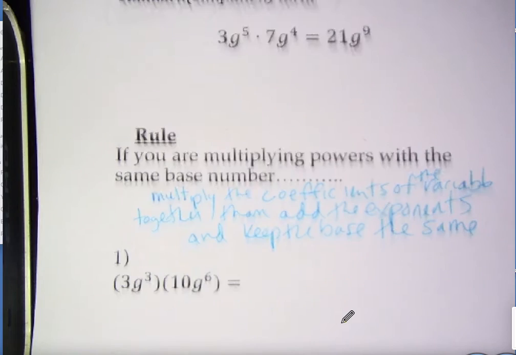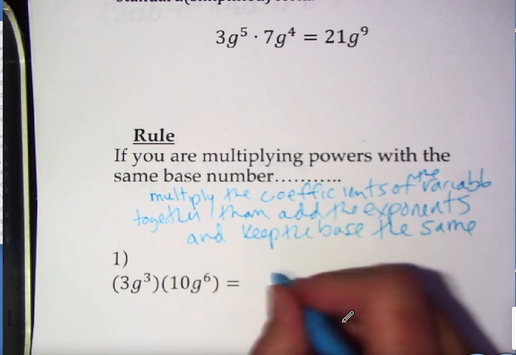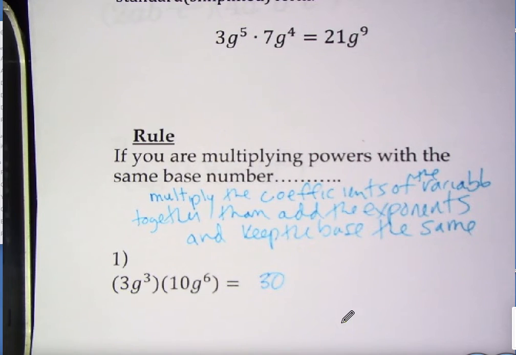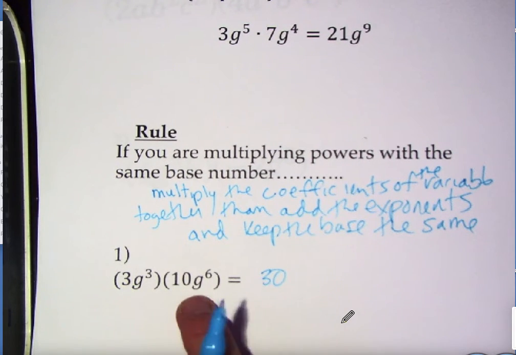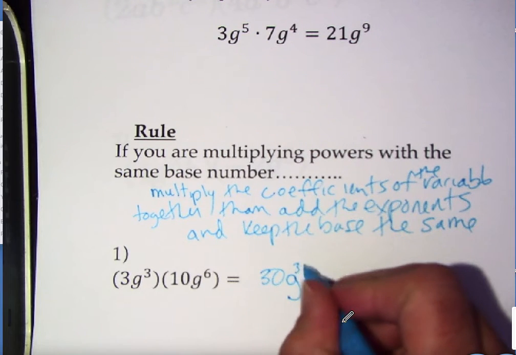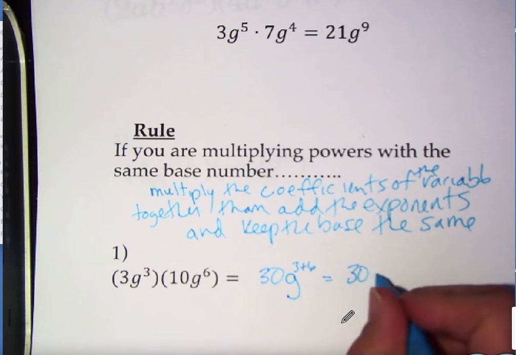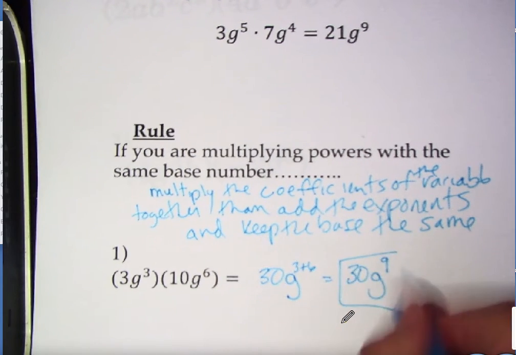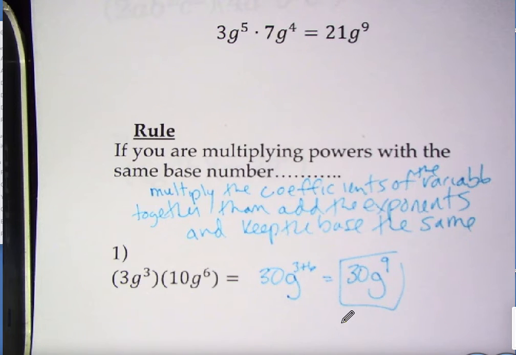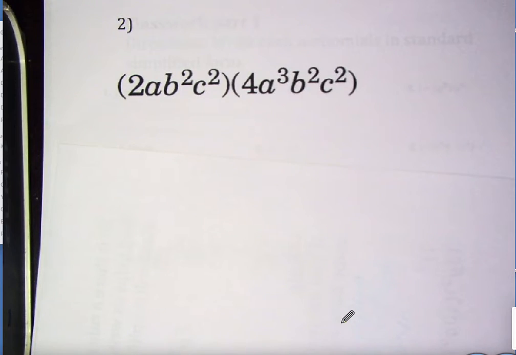Boom. Let's see. If we follow the rule we just thought of, we multiply coefficients. 3 times 10 is 30. We both have bases of g, so keep g the same and add the exponents, 3 plus 6. So we get 30g to the 9th. We got it. And that's the rule. We can use it, right? Well, it gets a little bit more challenging. Here you go. So add this one to our notes.